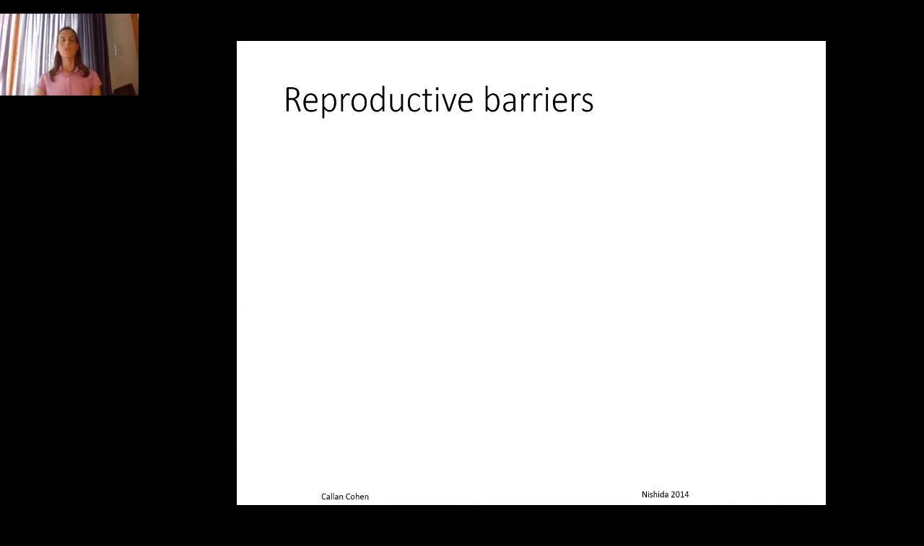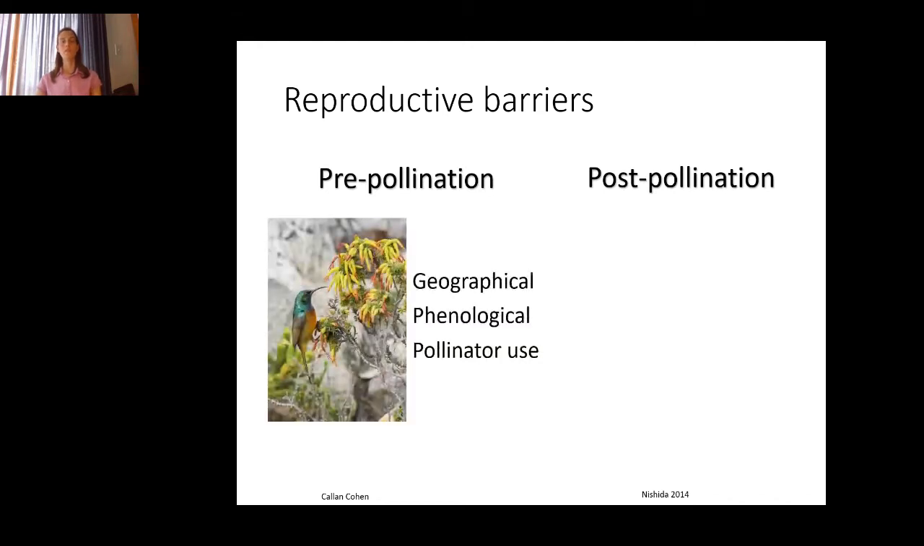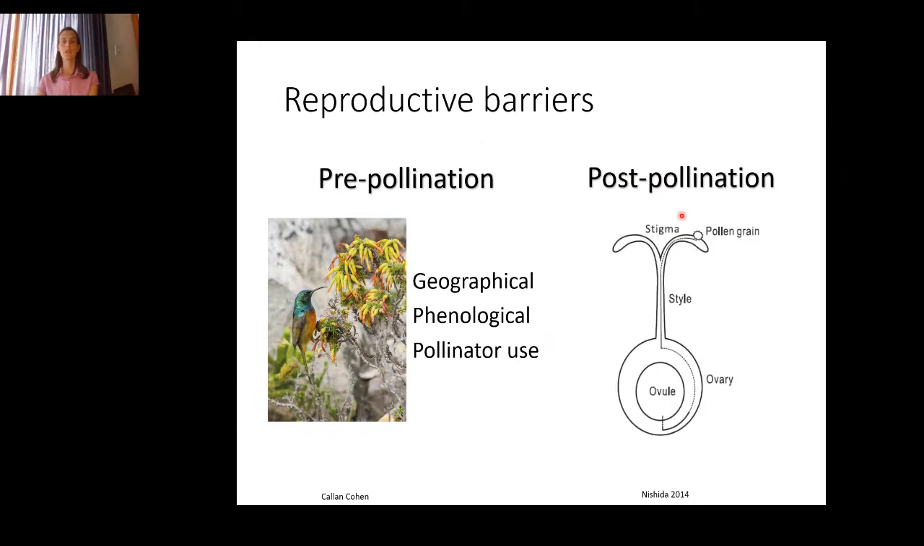So ecologists often distinguish between pre-mating and post-mating reproductive barriers. And in plants, these processes are most easily distinguished as pre-pollination and post-pollination barriers. Some of the most common pre-pollination barriers include segregation of species in space, time, or the use of different pollinators. And post-pollination barriers include a number of mechanisms that can occur after pollen has been deposited, and somewhere along this pathway, the production of the zygote is prevented, or the development of the offspring or their reproduction is prevented.